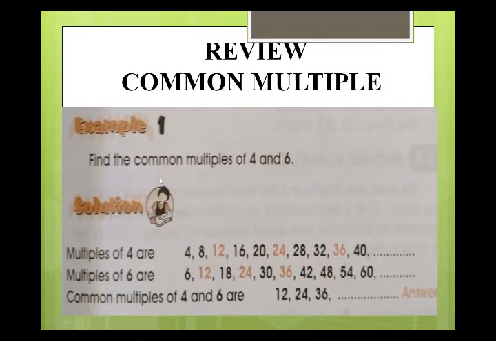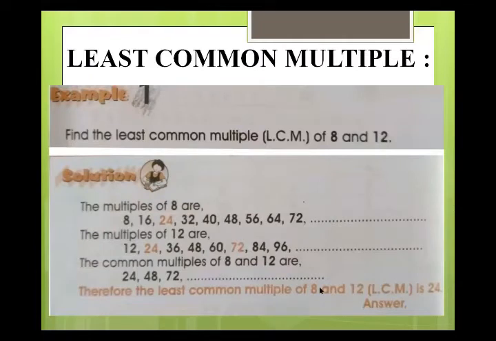So, in this question, you find the common multiples of 4 and 6. There is no restriction on how many multiples you have to find. If you list out any 4 to 5, then it's okay. In your book, they list out only 3. So, the common multiples of 4 and 6 are 12, 24, and 36. Hope you all understand. Now, the least common multiple.